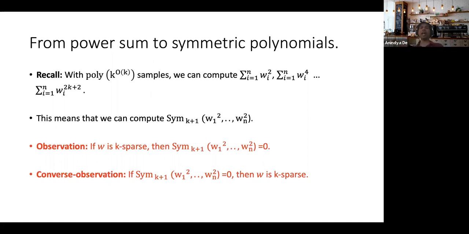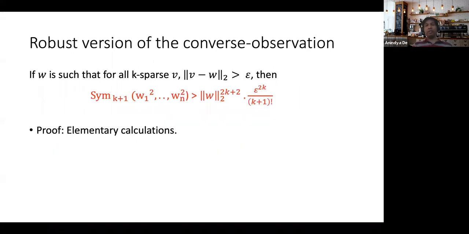And conversely, it's not hard to prove that if the k plus 1th symmetric polynomial in w1 squared to wn squared is 0, then w is k-sparse. Roughly, I'm using the fact that w is real valued, so there is no cancellation between the square terms; when you multiply, you only get non-negative entries. And in fact, you can prove something much stronger. You can show that if w is epsilon far from every k-sparse vector v, then the k plus 1th symmetric polynomial is at least something.